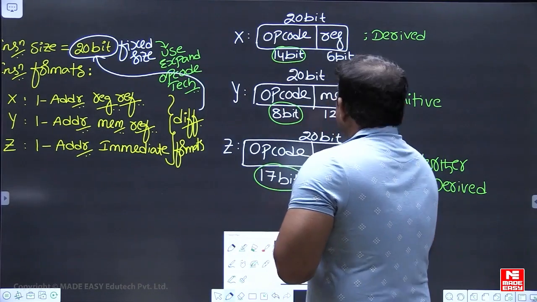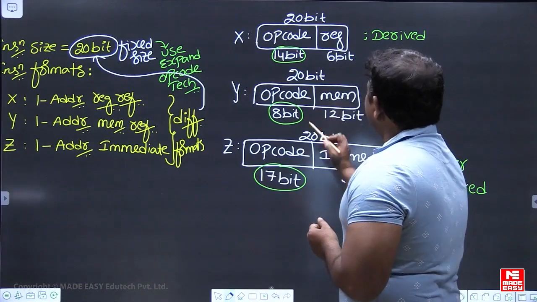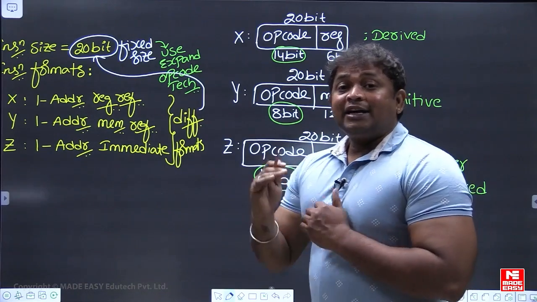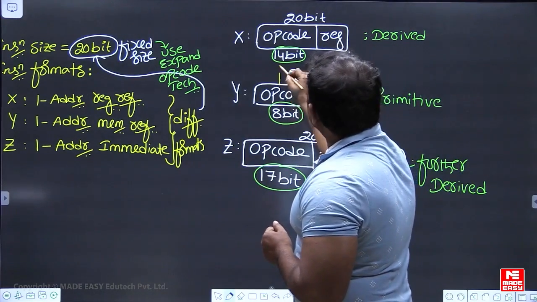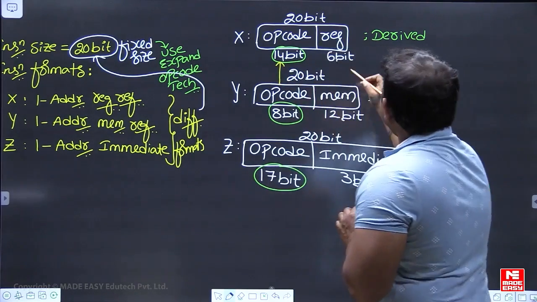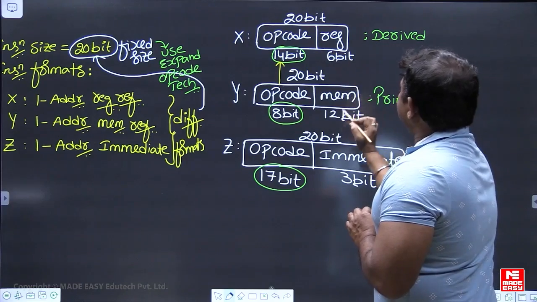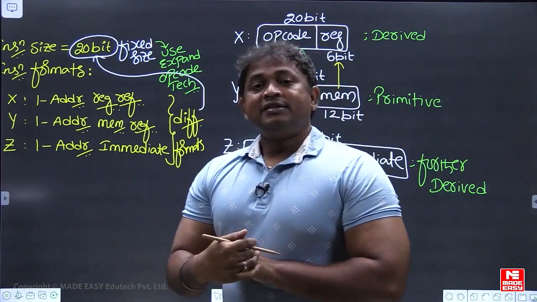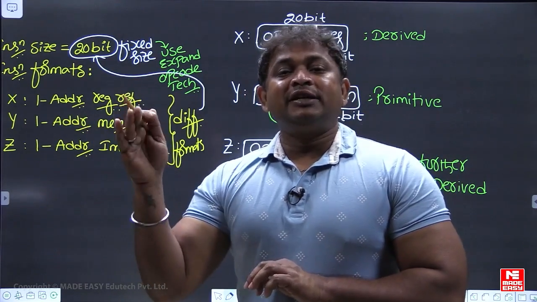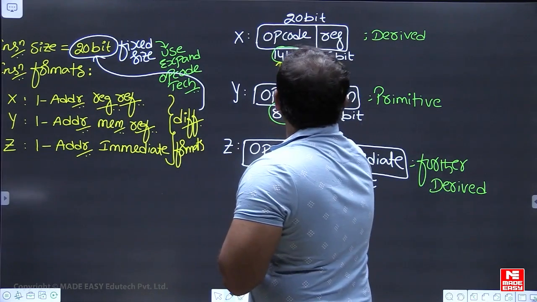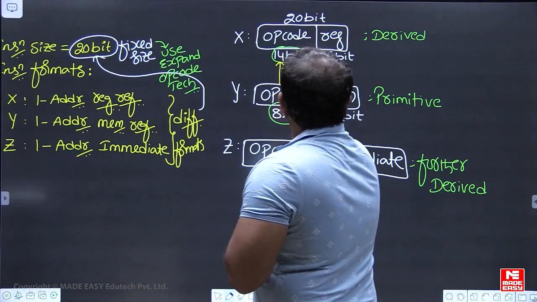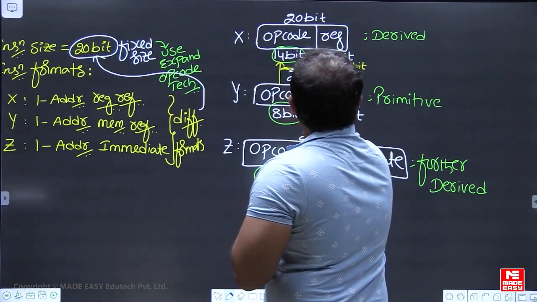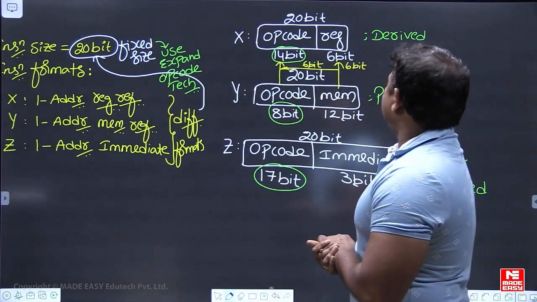After that, compare the primitive and derived. In the primitive, we have opcode and memory address. In the derived, we have opcode and register address. So, take the common parameters. Opcode is common, so take it as it is. The address is not common. Here 12-bit address, here 6-bit. Then what we need to do? From the 12 bits, take 6 bits for the register address, and the remaining 6 bits are merged into the opcode. Then only the opcode size becomes 14-bit.